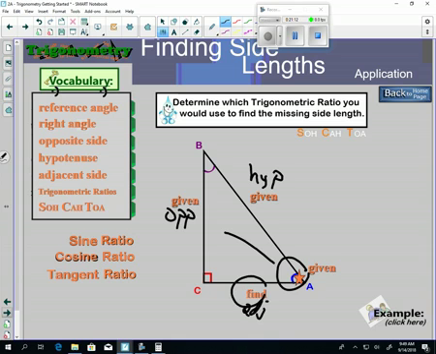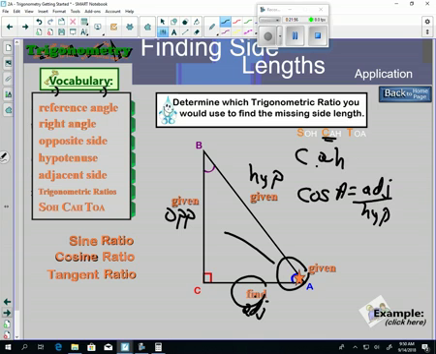Now I can choose any number of these things. If I know this and this and this angle, I can look for, okay, I need adjacent, but I have hypotenuse. I want to find the adjacent. I'm given hypotenuse. I look up here, which one has AH? Not this one, but this one does. So that means I'm going to use cos. So I say, okay, cosine of A is equal to adjacent side over hypotenuse.